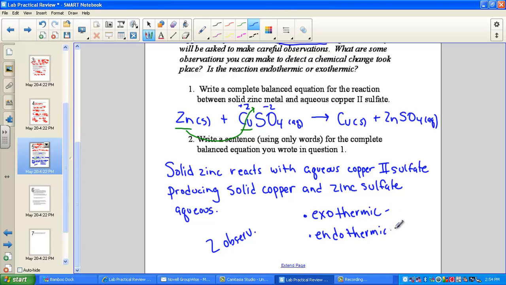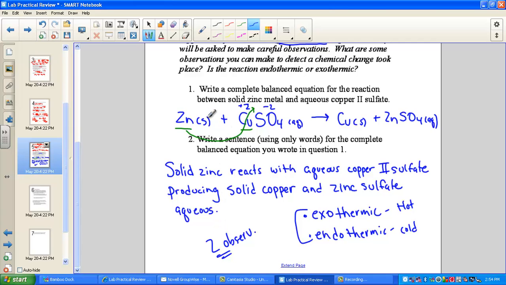How do I know? Well, I better make a note here to feel the test tube. Did it get hot or did it get cold? Was it heat releasing or heat absorbing? Make sure one of your 2 observations, think about heat of reaction, the enthalpy. You'll be asked to label it as exo or endothermic.